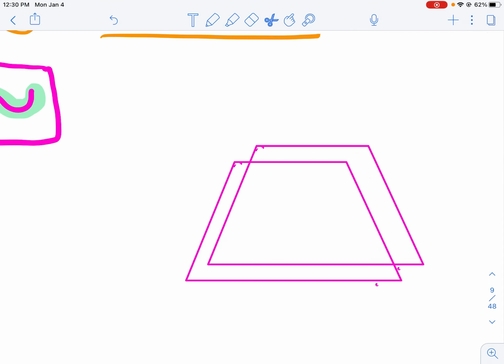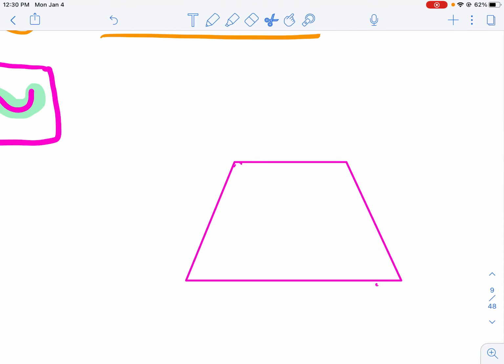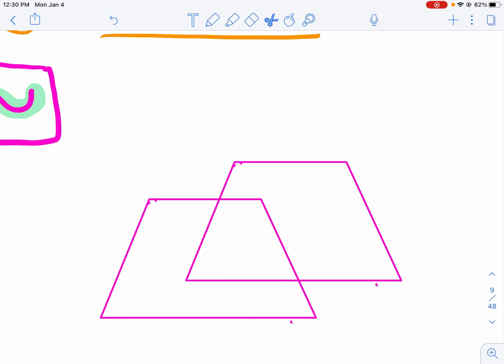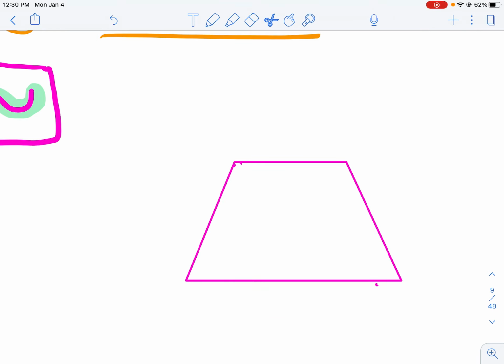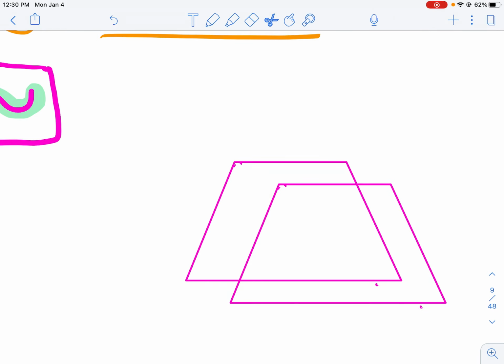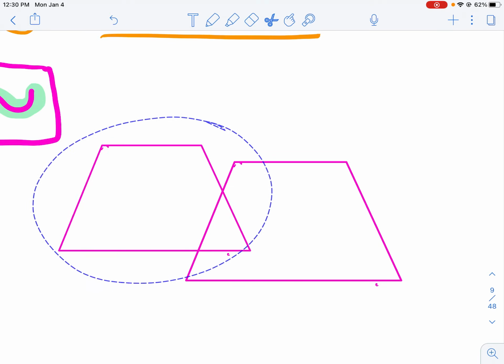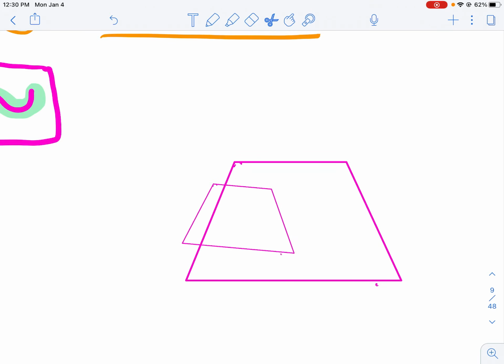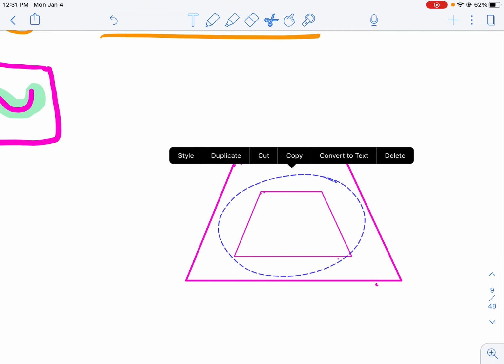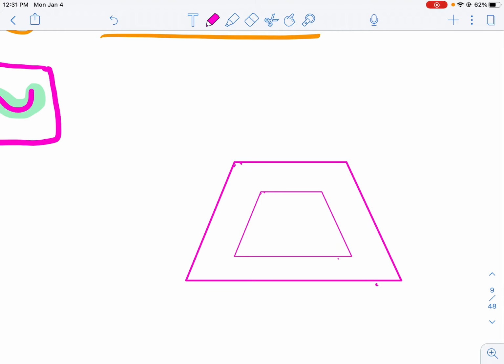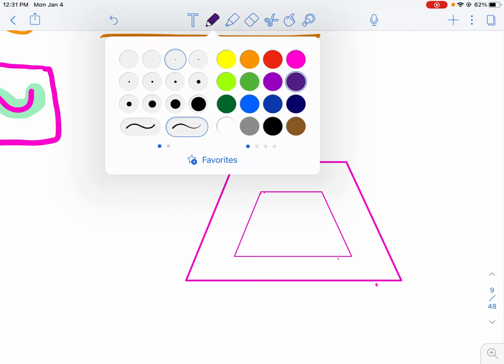Okay, these are congruent. Do you guys see that? And actually, congruent shapes are similar. They're just exactly the same, right? Now, let's say I take this shape, and I'm going to make it half the size. Does this shape still look like the same exact shape? Yeah. I mean, it still looks like a trapezoid, right?